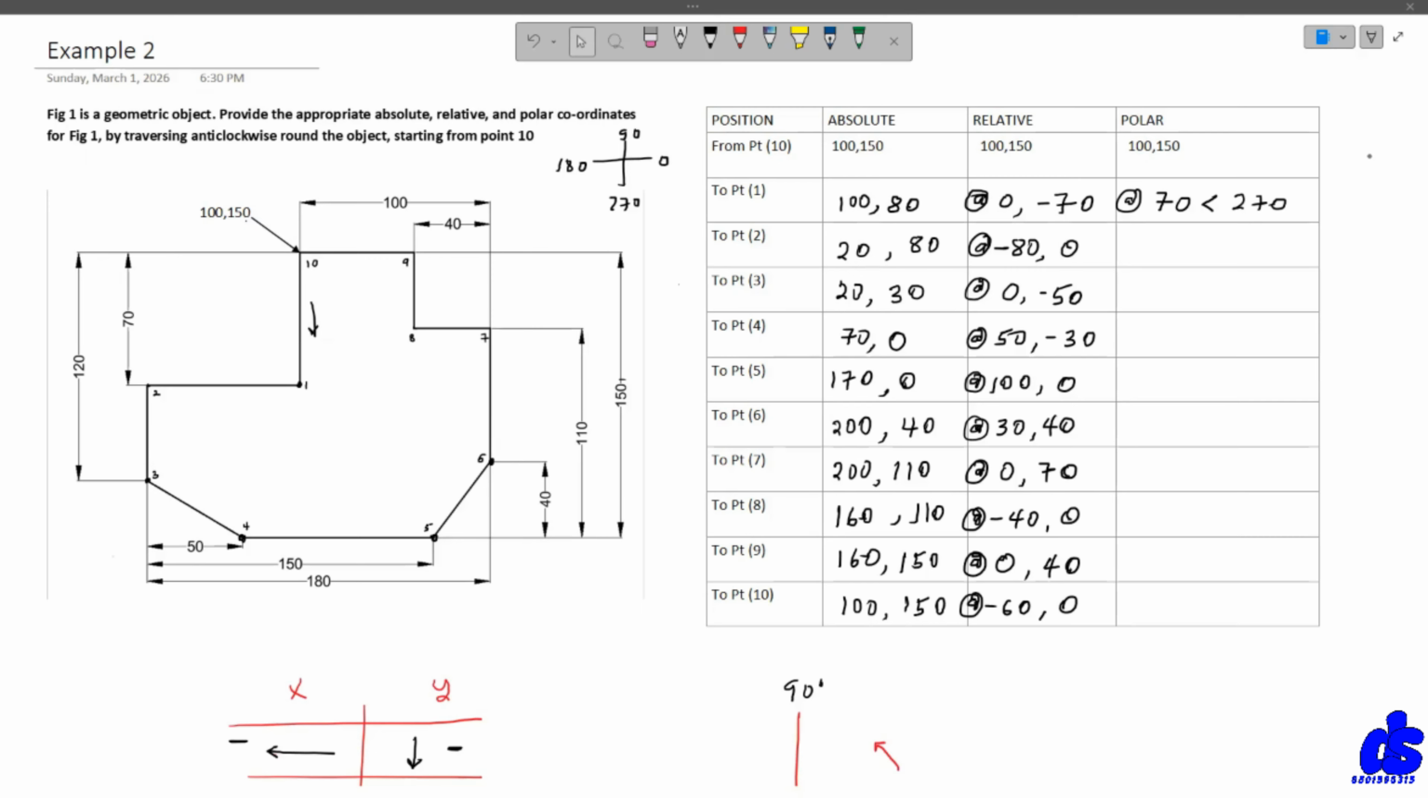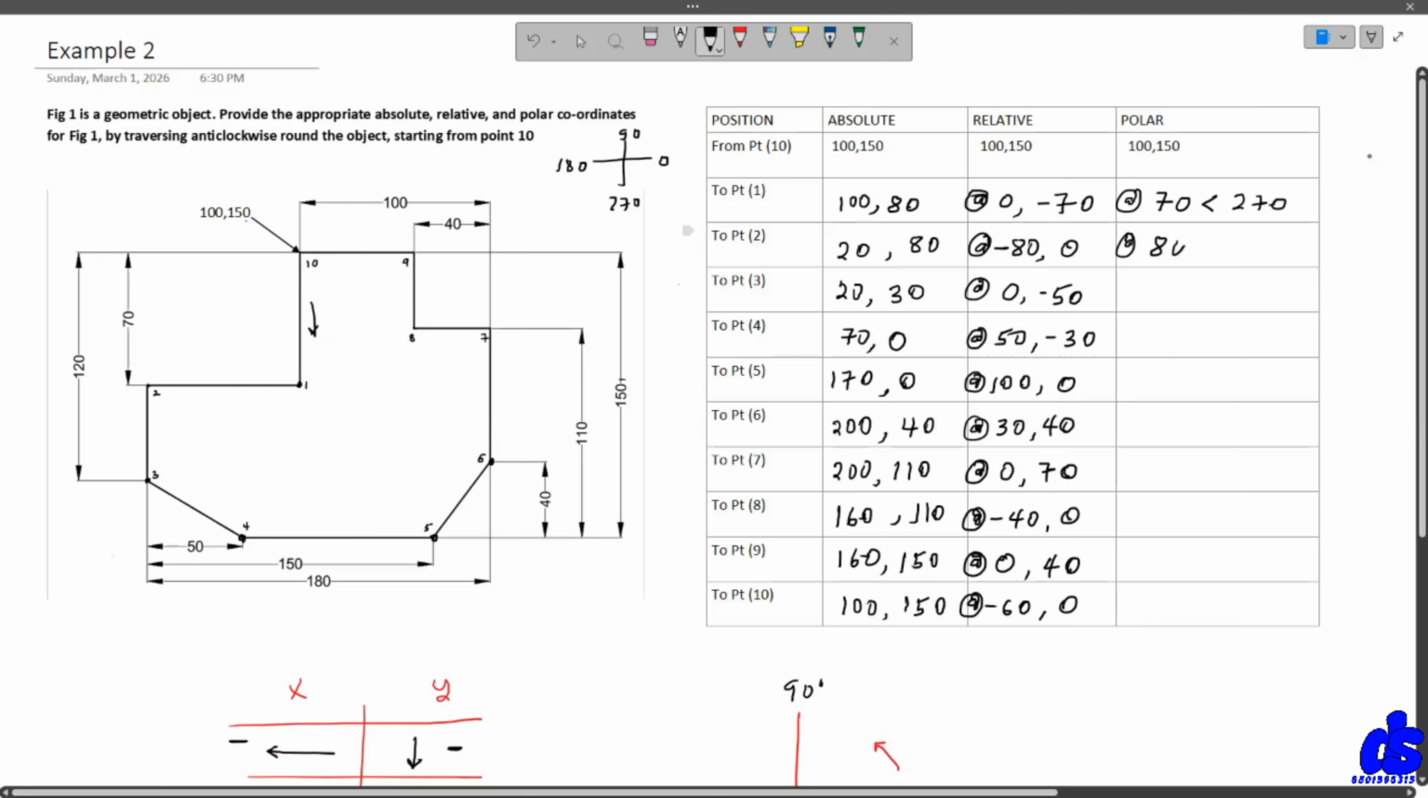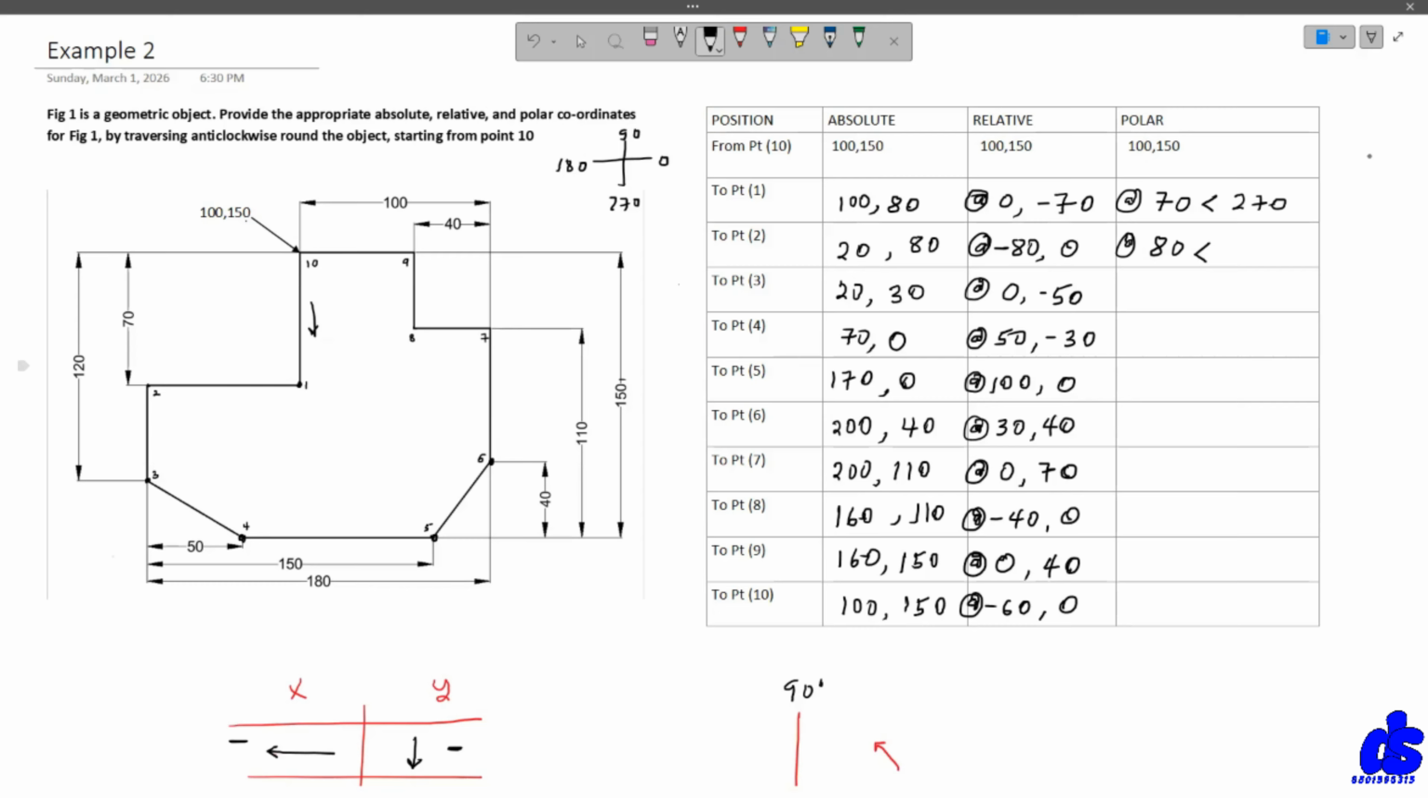Okay, now let's move on to point 2. For point 2, the magnitude in this direction is going to be 180 minus 100, which is 80. So 80, and the angle is 180 because you're moving in this direction. For the polar, you don't need to worry about negative or positive. You're just picking the magnitude and the direction.